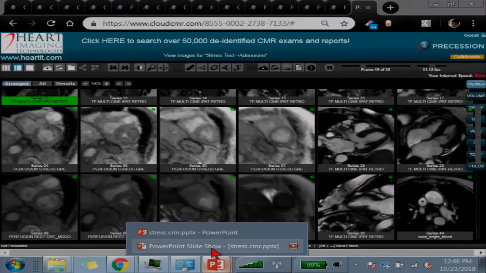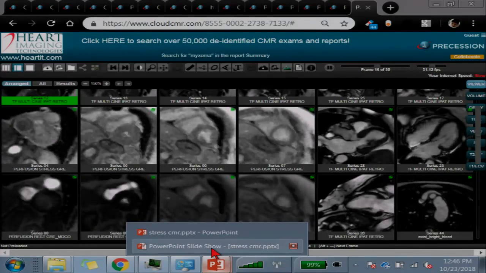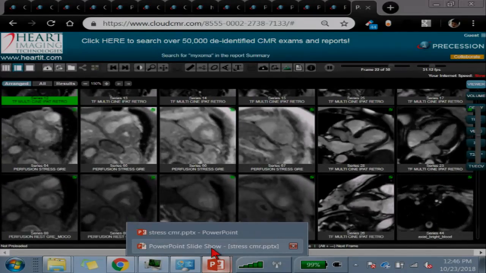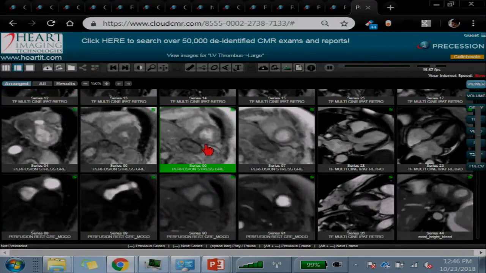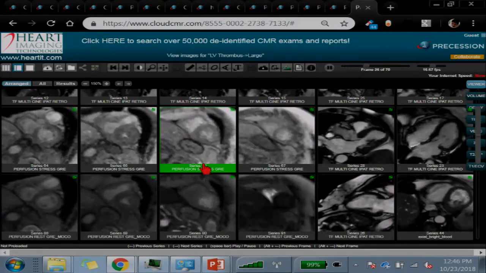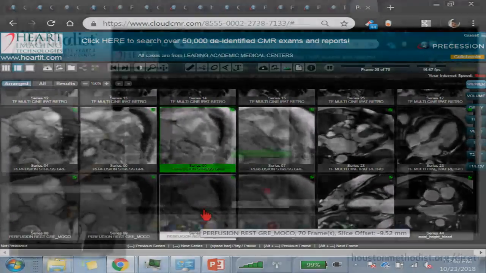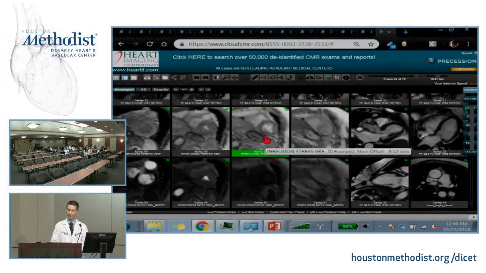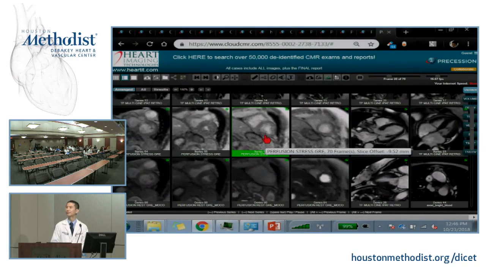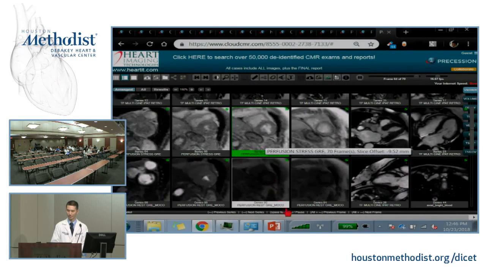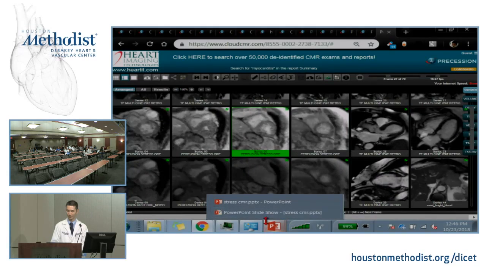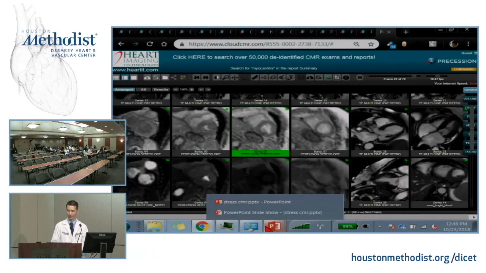What about, well, being biased, what about the inferior? Or is that an artifact in the rest images? You're talking about down here? Yeah, maybe. Okay.